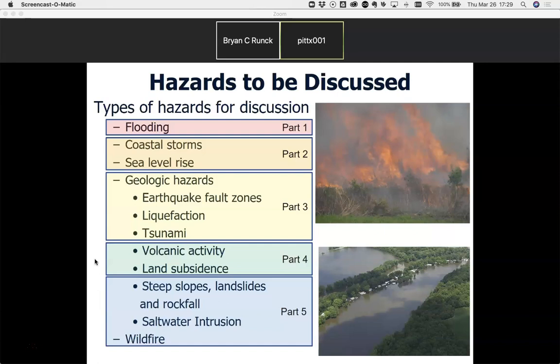And under geologic hazards, I want to talk about earthquake fault zones, a process called liquefaction, tsunamis, volcanic activity, land subsidence, steep slope landslides and rockfall hazards, and saltwater intrusion. And then finally, I'll talk about wildfire.